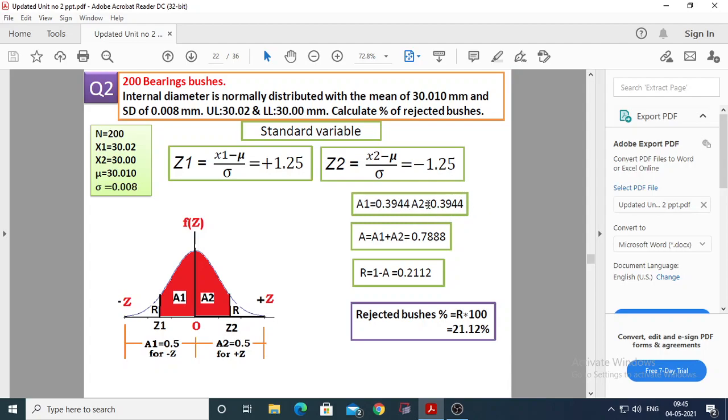Area 2, you will get the same value, 0.3944. Both values we are getting. This is the area under the standard normal distribution curve, A1 and A2. Up to here we will get the accepted value inside.